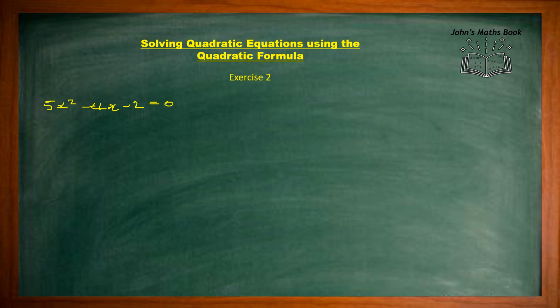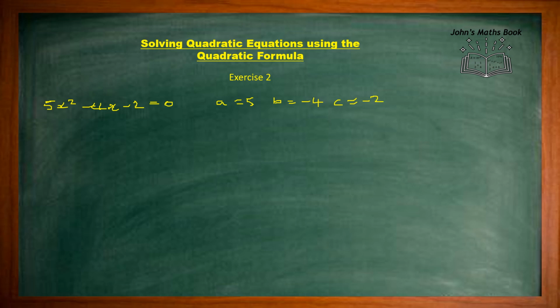So hopefully you got the answer. So in this case we have values of a, b and c. So a, coefficient of x squared, is 5. B, coefficient of x, is minus 4. And c, the constant, is minus 2.